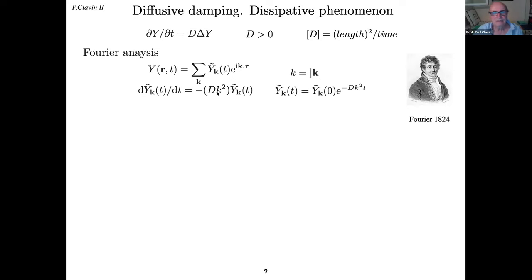See, this gives you an exponential relaxation of any Fourier component of the profile. And this is a very simple result explaining that the larger the wave number, the faster is the decrease of the component, which means that the shorter the wavelength, the faster the relaxation. Wavelength is 2 pi divided by the wave number.